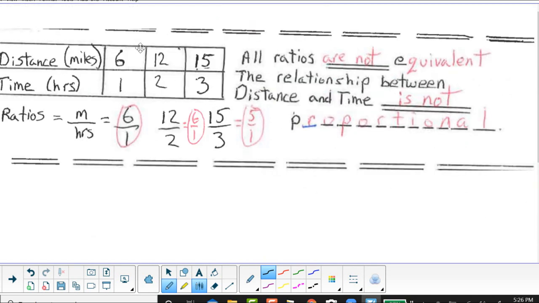All right, here's another example. So we have a table, and if I take 6 over 1, this is already y over x, by the way, miles per hour. So it's the right ratio that we want, miles on top. 6 over 1, is that the same as 12 over 2? Yes, it is, if you reduce it. Is it the same as 15 over 3? 15 over 3 reduced is 5 over 1. So no, that's not the same. So therefore, it's not proportional.